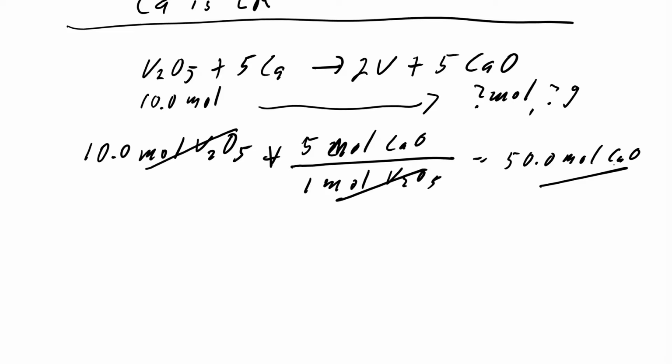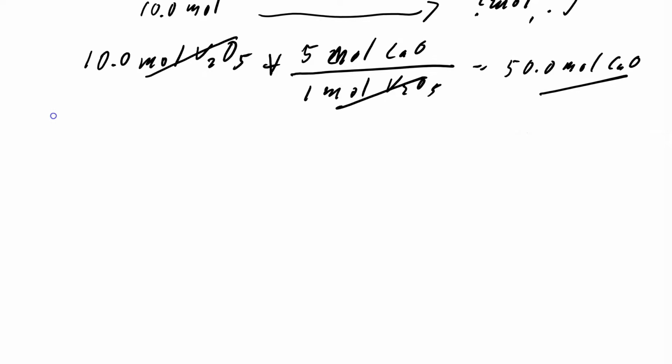Let's do the calculation for grams. How many grams are we going to get? And for that, we're going to need the molar mass of calcium oxide from the periodic table. The molar mass for calcium oxide is going to be 56.08 grams per mole. So this is going to be a simple mole mass conversion.